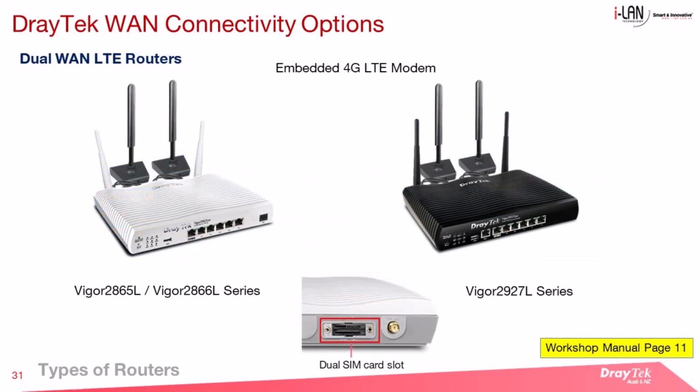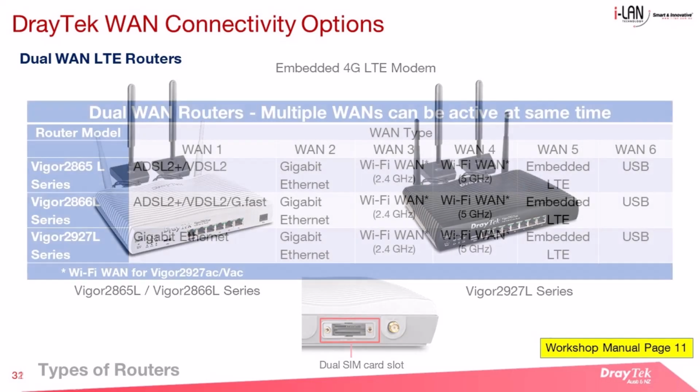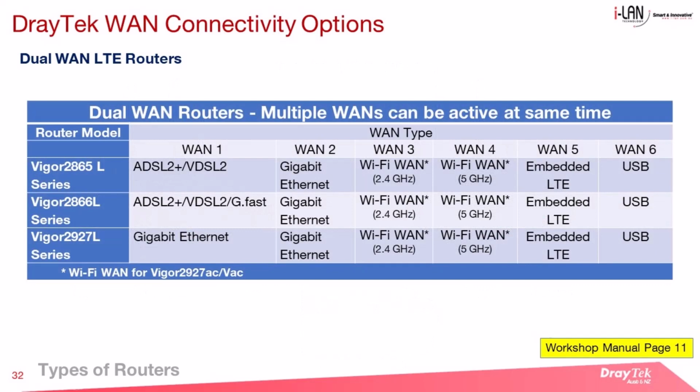And that's the same situation with these guys. So these will support multiple WAN connections at once, but with the SIM situation, only a primary and a secondary as a backup. And there's a table here which you'll find on page 11, which shows the differences in the WAN ports between all of those. The main thing here is WAN 5 can be the embedded LTE. They still have a single USB port, which you can also plug a 3G or 4G USB modem into.